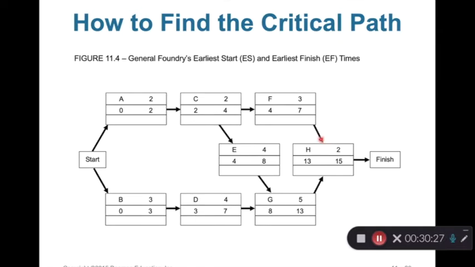The same thing for H. H has two immediate predecessors, F and G. We should choose the largest EF among F and G. 7, 13. So 13 plus 2, the EF is 15. And finished. Right? So you can see this process, we call this the forward process.